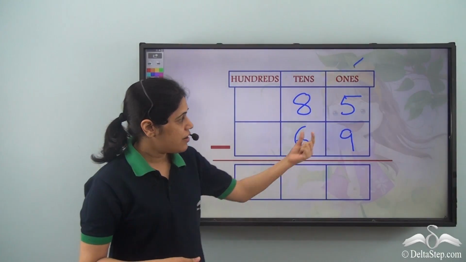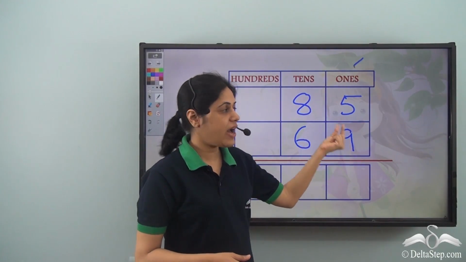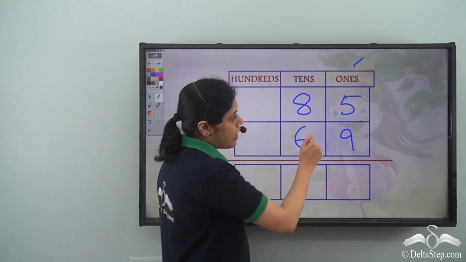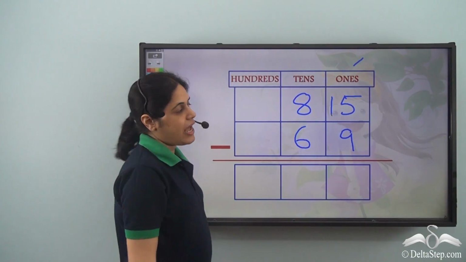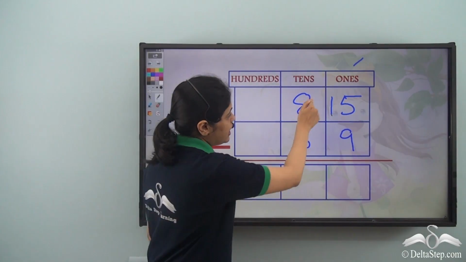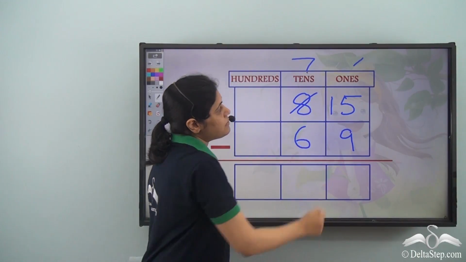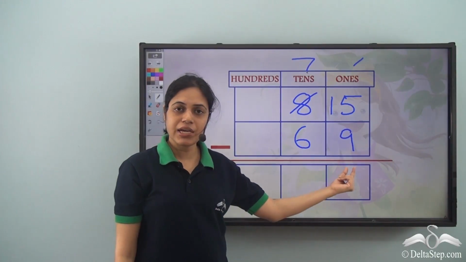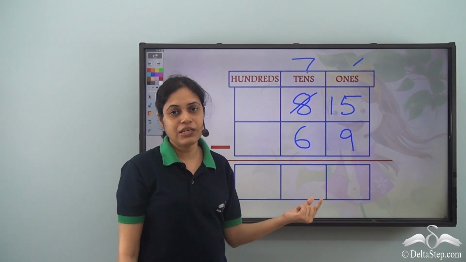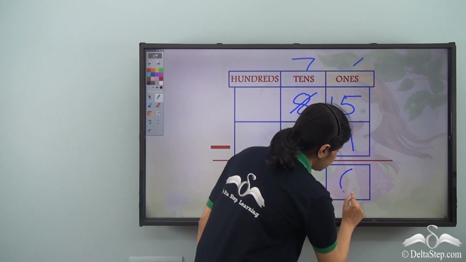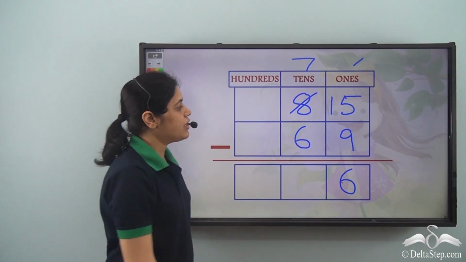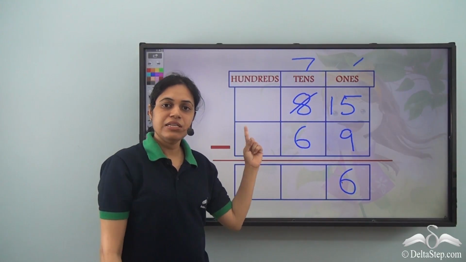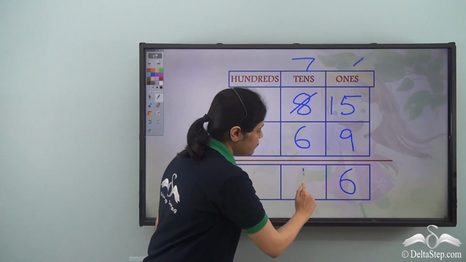You know that 5 needs to borrow 1 from 8. So 5 will borrow 1 from 8 and become 15. And since 5 has taken 1 from 8, 8 will become 7. So now I have 15 minus 9. What is 15 minus 9? 15 minus 9 is 6. And over here I have 7, not 8. So 7 minus 6 is 1.